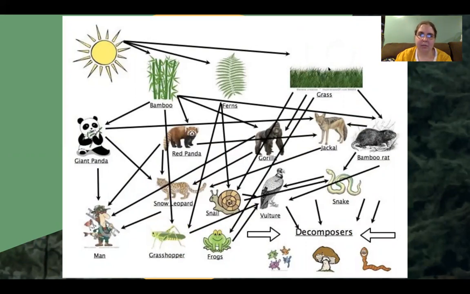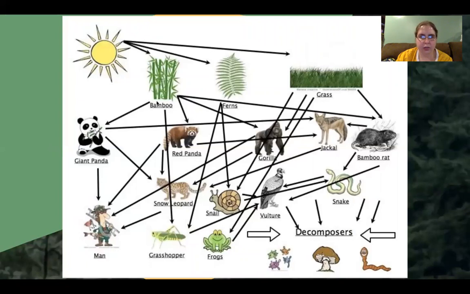So the sun powers up the producers, allows them to make energy. So bamboo gets eaten by the panda, which can get eaten by the snow leopard, which can get shot by the man. I'm actually going to ignore the human in this context. The bamboo can get eaten by the panda again, but the panda this time can get eaten by the jackal. The jackal can then get eaten by the snow leopard. The bamboo can also get eaten by the grasshopper, which can get eaten by the vulture.